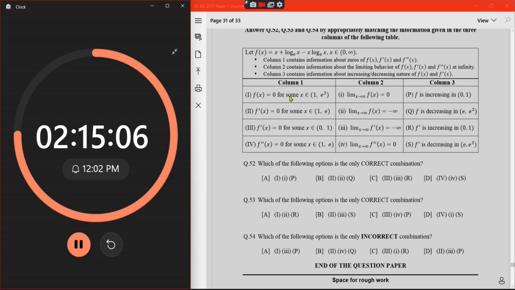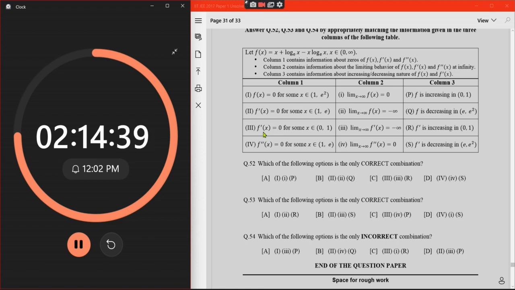So f for some x belonging to 1 to e square. I mean like what? I don't know. f of x equals 0 for some x belonging to 1 to e square. Wait, 1 to e, okay, fine. At 1 it is just 1, and at e it is 1 upon e minus, which is like negative. So yes, some x. Right, so second is correct.